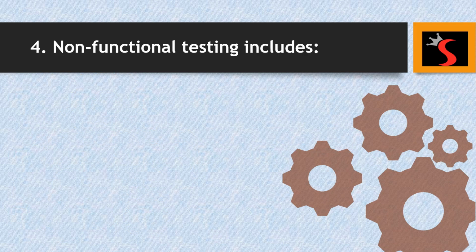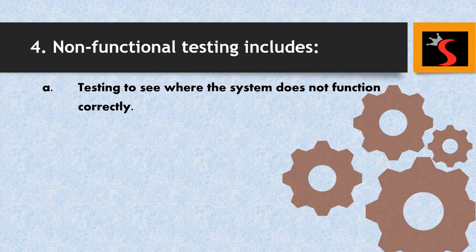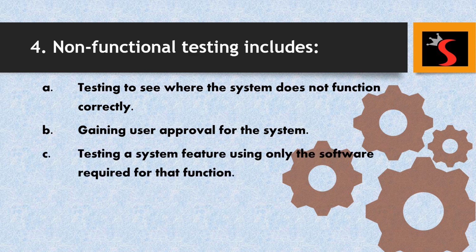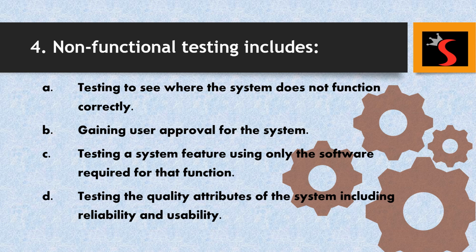Non-functional testing includes: A. Testing to see where the system does not function correctly. B. Gaining user approval for the system. C. Testing a system feature using only the software required for that function. Or D. Testing the quality attributes of the system including reliability and usability.